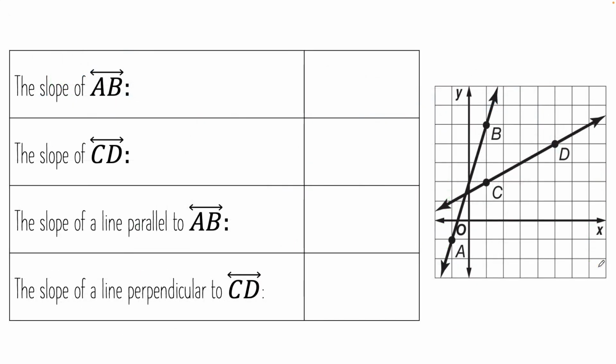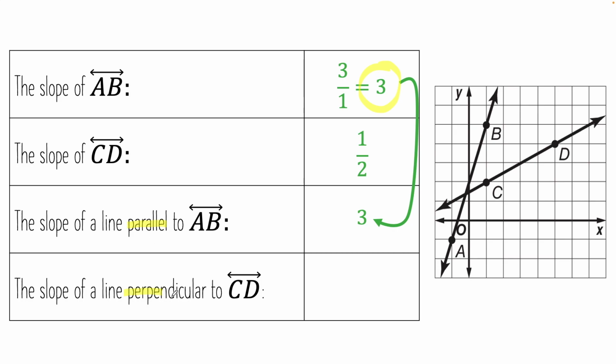So let's do some practice. Look at this figure here, and what do you think the slope of line AB is? You should get 3 over 1, or 3, and the slope of CD is 1 over 2. Now it asks the slope of a line parallel to AB. Well, if the slope of line AB is 3 and we want something parallel to that, it should just be the same. So the slope of any line parallel to line AB is also 3.